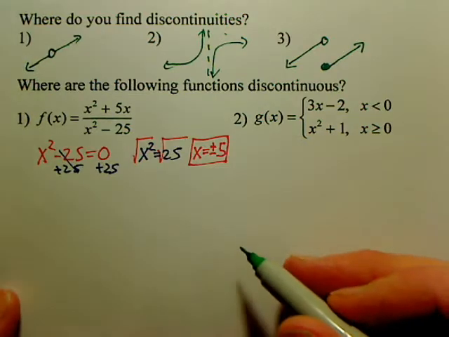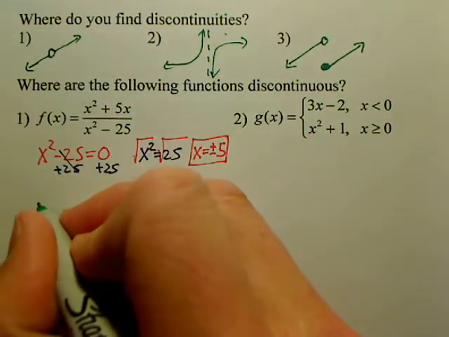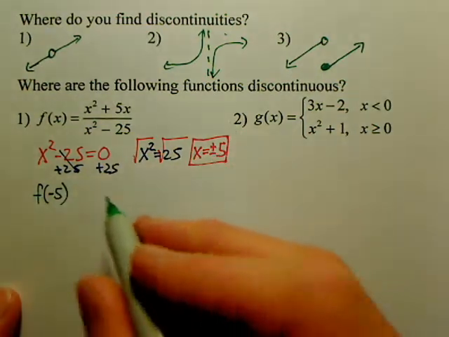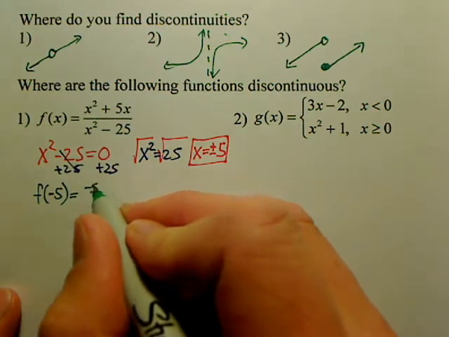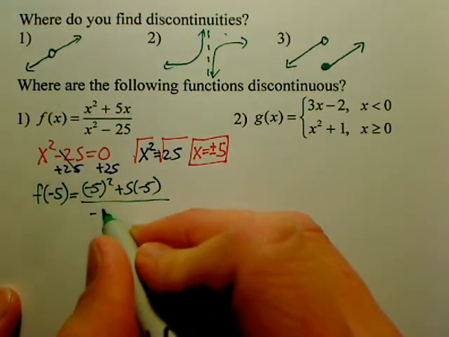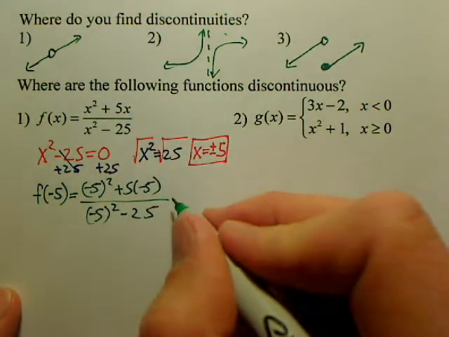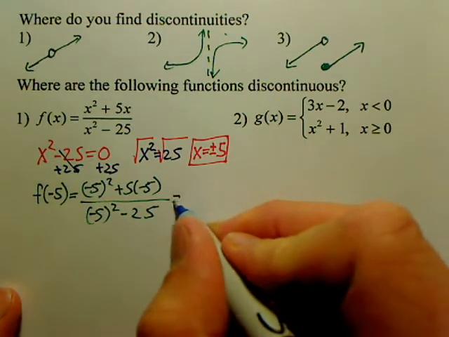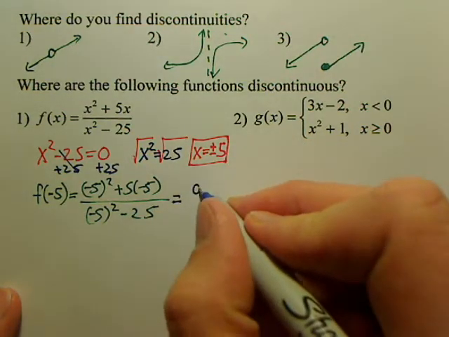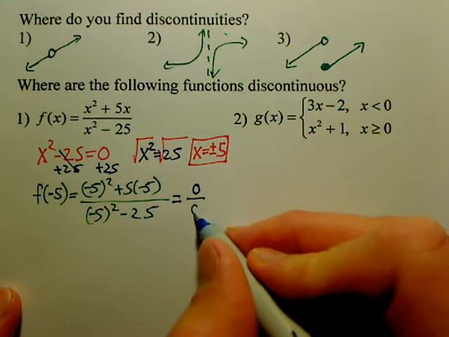And here's how you tell what type it is. First of all, you take these 2 answers and you plug them into the function. So I'm simply going to go, okay, what is f of, let's start with negative 5. When I plug negative 5 into this function, I get negative 5 squared plus 5 times negative 5 over negative 5 squared minus 25. Again, I plugged negative 5 in for all the x's. And hopefully you'll notice here that becomes 25 and negative 25. So 25 plus negative 25 would be 0. And this becomes 25 minus 25, which is also 0.